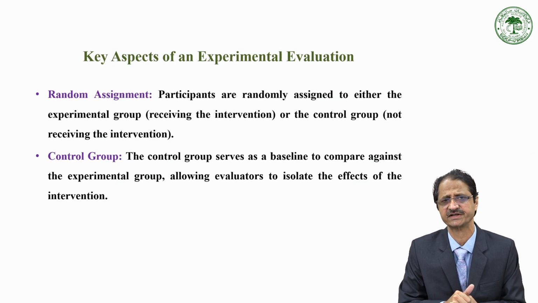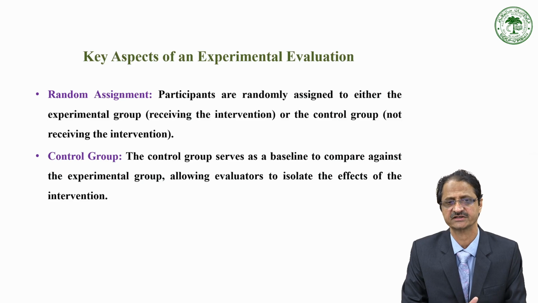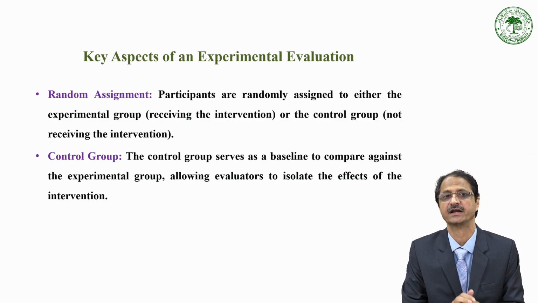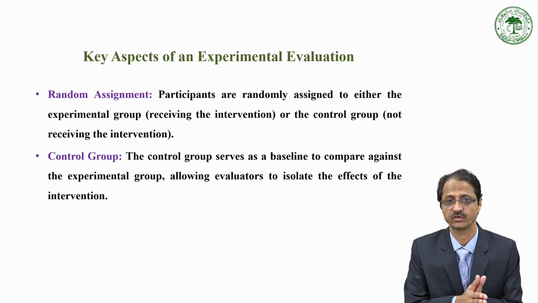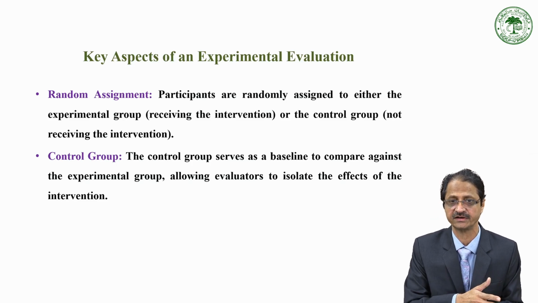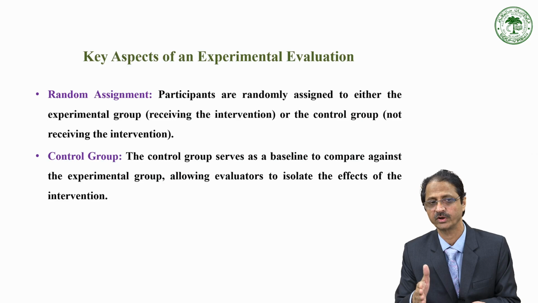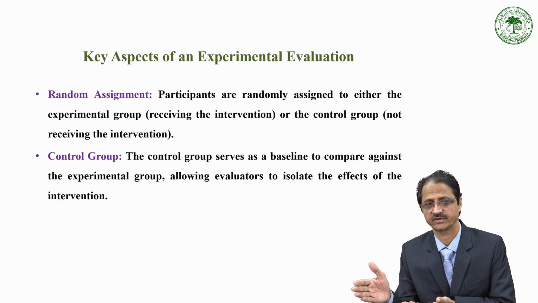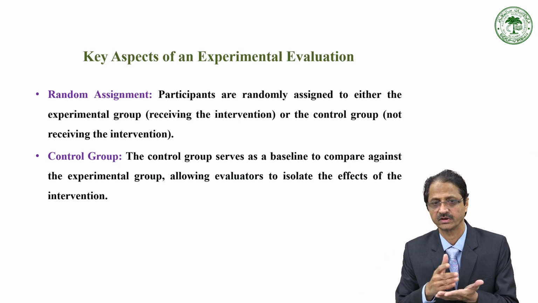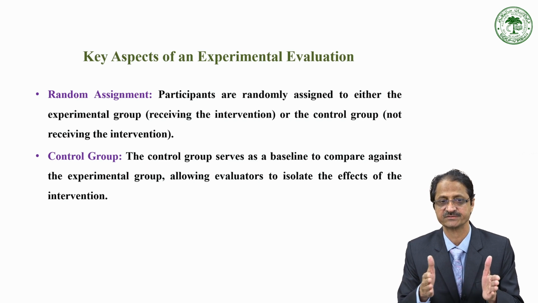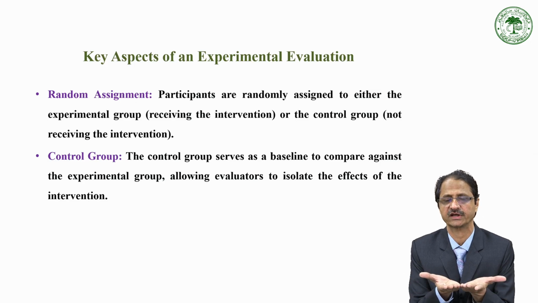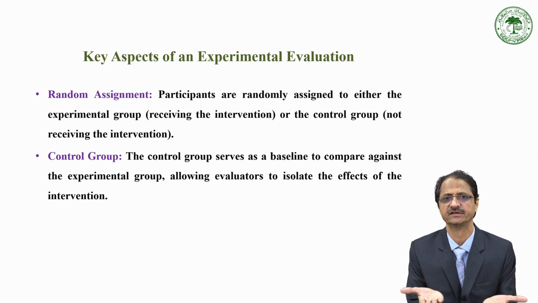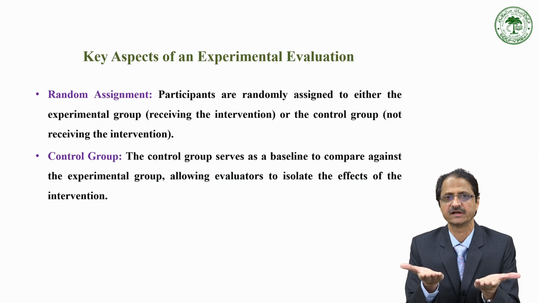Random assignment. What is random assignment? Random assignment means participants are randomly assigned either to the experimental group, who are receiving the intervention, or the control group, not receiving the intervention. The control group serves as a baseline to compare against the experimental group. We consider the control group, we are not giving any intervention, that is basically considered the baseline.